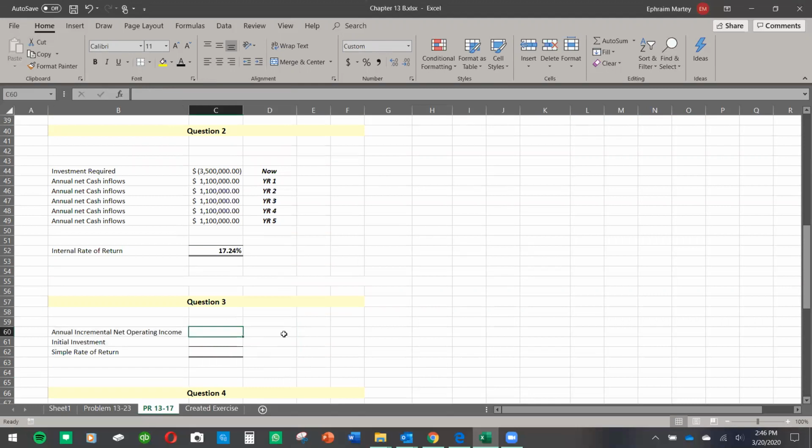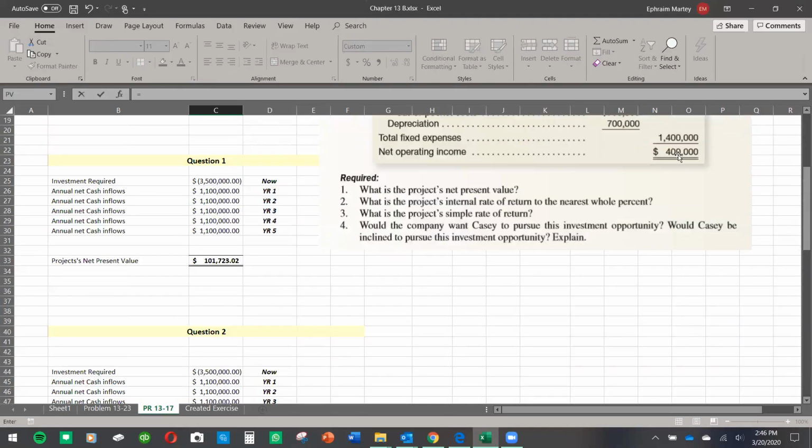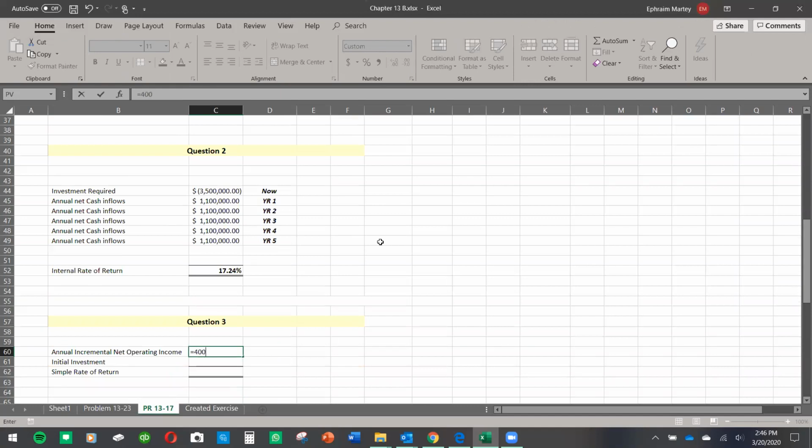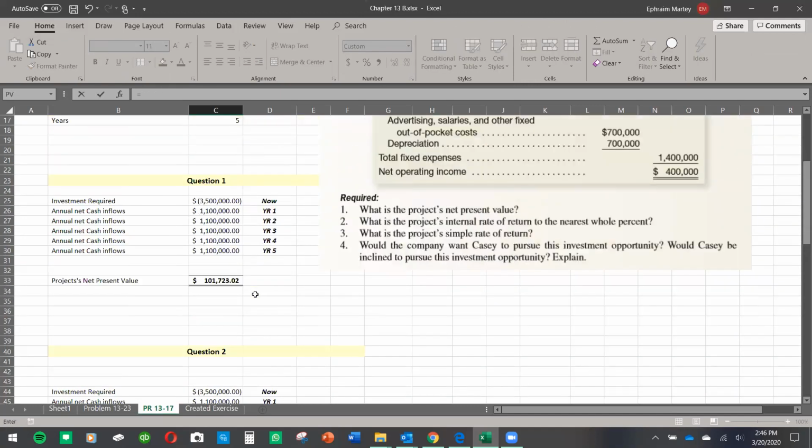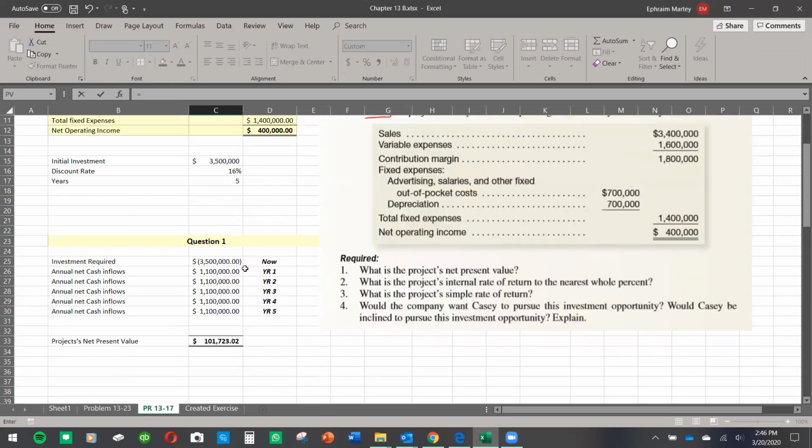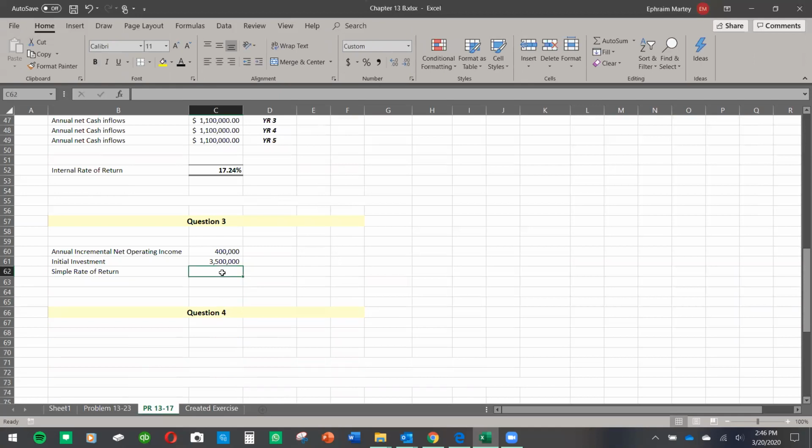Welcome back. Great. So what we do here is net operating income divided by initial investment. What was our net operating income? That was 400,000. So we type in 400,000. What was the initial investment required? The initial investment was 3.5 million. So what we do is I'll put negative here and select the 3.5 million. And then I would divide the 400,000 by 3.5 million, and that gives us 11.43%. That's the simple rate of return.